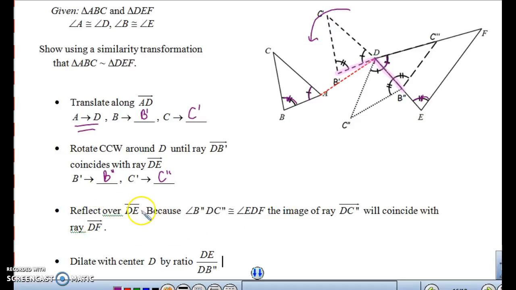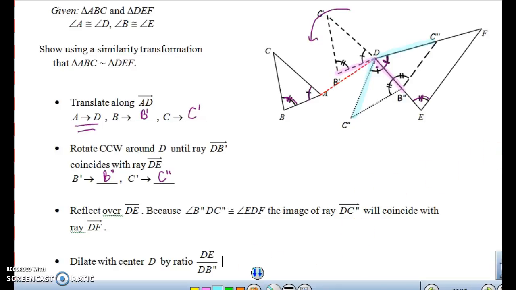Then we want to reflect over DE. So we're going to flop this over DE. And remember that we know that angle B double prime D C double prime is congruent to angle EDF, this angle right here, because when we flop it over, the angle measures are still congruent. So these two angles right here will be congruent. And the image of ray DC double prime will coincide with the ray DF. So this segment right here, DC, will be on the segment DF. It's not the same length as DF, but it's on the segment DF.